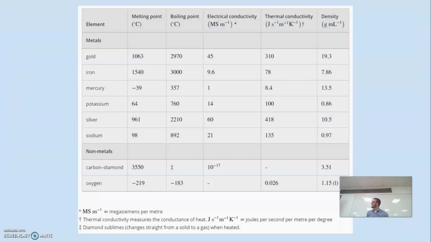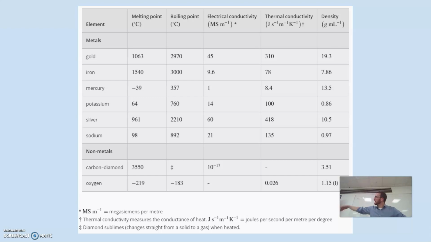Here are the different trends of our melting and boiling points: gold, iron, mercury. Mercury is really interesting in that it bucks the trend, right? Mercury has a melting point of negative 39 degrees. So it's unlike any other metal in that it's a liquid at room temperature. It's one of only two elements on the periodic table to be a liquid, the other being bromine, which is a non-metal. All our others have high melting and boiling points, which tells us that we've got a strong force of attraction between particles.